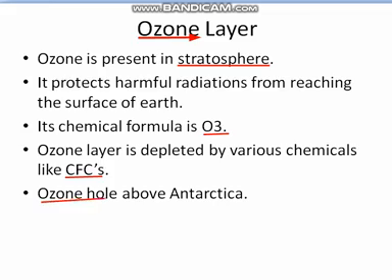Ozone hole was discovered above Antarctica. Ozone hole is simply that area, that region, we can say, where the concentration of ozone is very low, where there are low levels of this ozone in the stratosphere. And one such region was discovered above Antarctica.